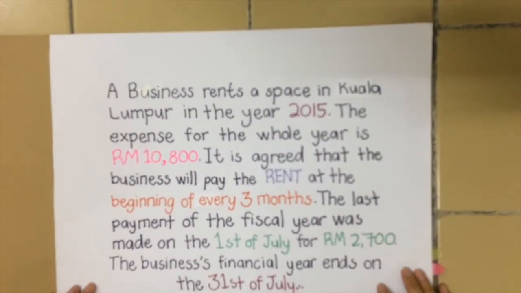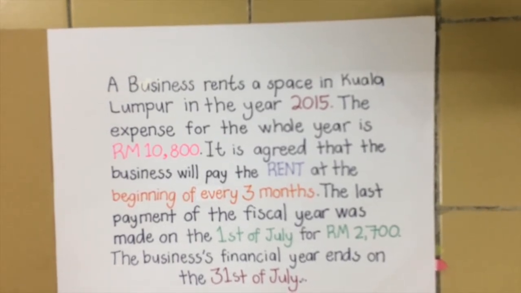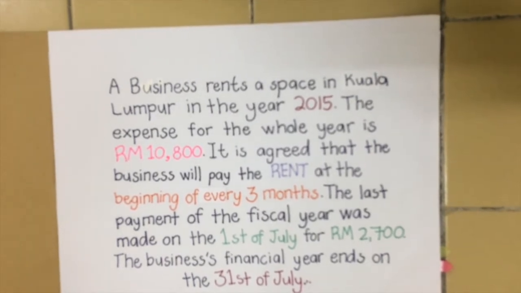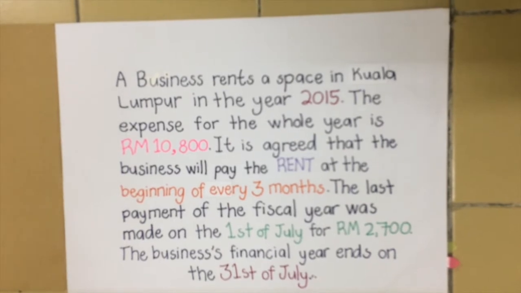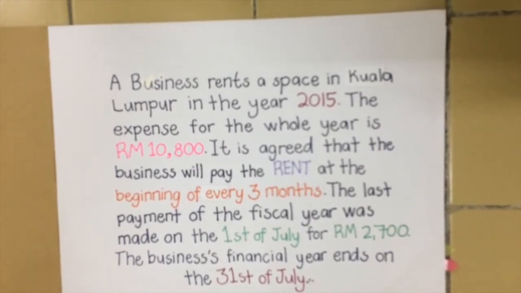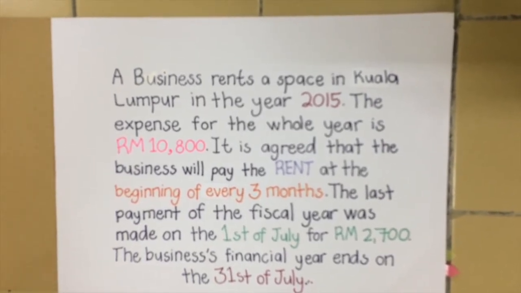To show you guys an example of prepaid expense, here's a question. A business rents a space in Kuala Lumpur in the year 2015. The expense for the whole year is 10,800 ringgit. It is agreed that the business will pay the rent at the beginning of every 3 months. The last payment of the fiscal year was made on the 1st of July for 2,700 ringgit. The business's financial year ends on the 31st of July.